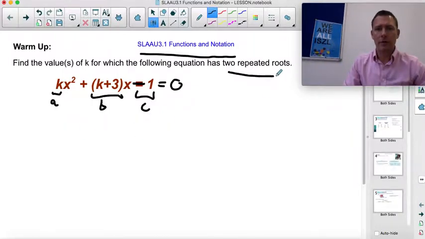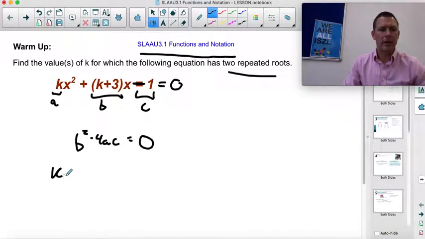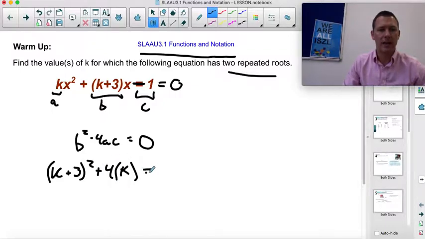Then if it has two repeated roots, the discriminant, b squared minus 4ac, should be 0. And so b squared is (k plus 3) squared, minus 4, a is k, and c is -1. So if we multiply all of this by -1, it'll change the sign on that. So you get something like that. When you expand this, you get k squared, plus this is 6k, and then there's 4k there, so you get 10k, and you get 9 equals 0.